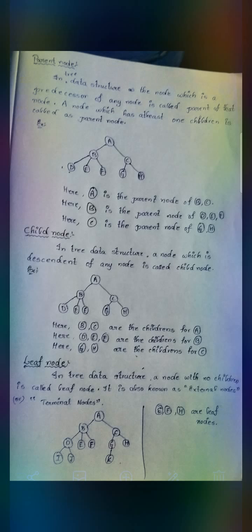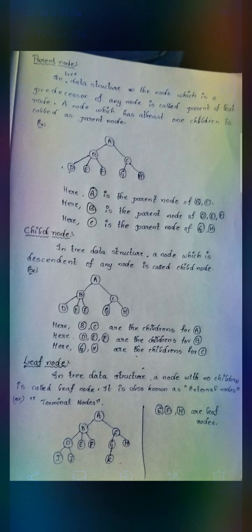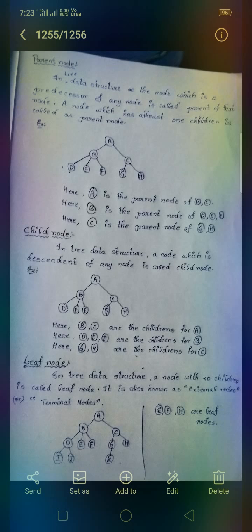Means any node that consists of sub nodes is called a parent node. Here A is the parent node for B and C, and B is the parent node for D, E, F, and C is the parent node for G, H. But D, E, F, G, H are not parent nodes because they don't have any children.